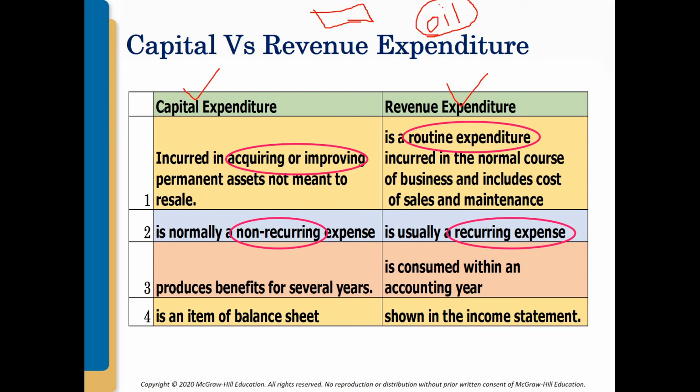So capital expenditures produce benefits for several years, okay. And revenue expenditure produces benefits for 1 accounting year, okay. And capital expenditure is an item of the balance sheet. It is shown in the balance sheet, but revenue expenditure is shown in the income statement as an expense. So one becomes an asset, okay. The other becomes an expense.